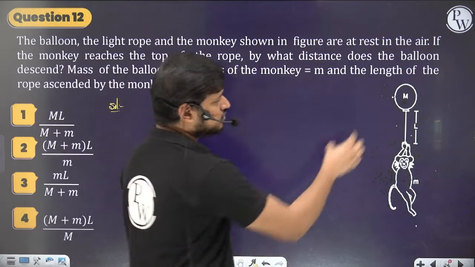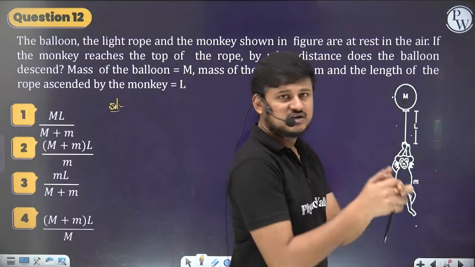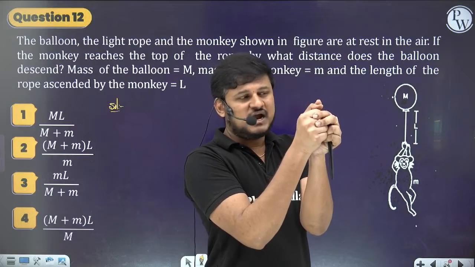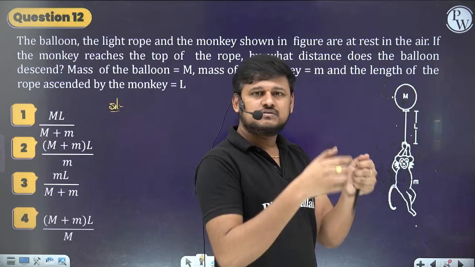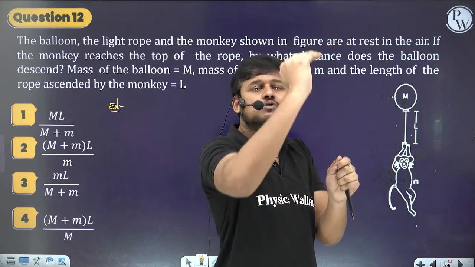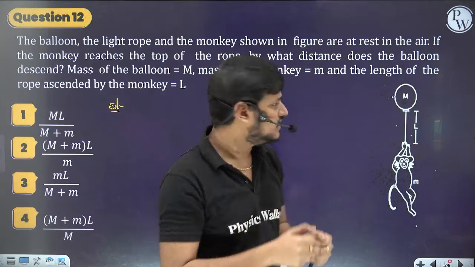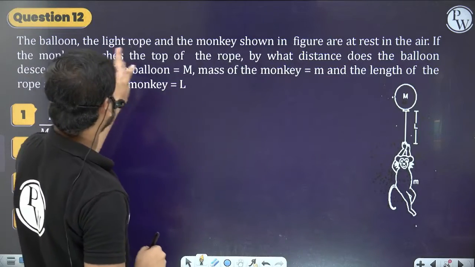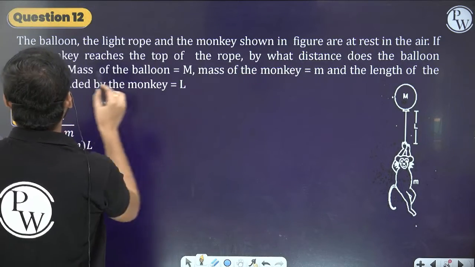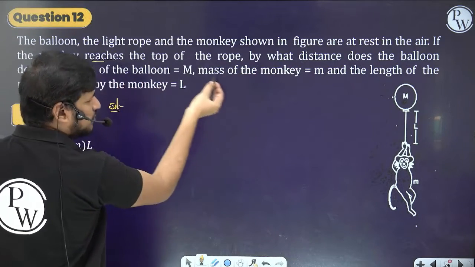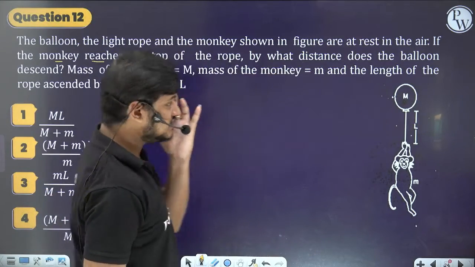So the simple question again. Here is the balloon and here is the rope attached to the balloon. Now the monkey is holding the rope and ascending that rope. Then the balloon comes down and the monkey goes up. Monkey ascends up, so what happens? The balloon comes down. Yes or no? Now see here, what they are asking? By what distance does the balloon descend when the monkey reaches the top of the rope? That distance we have to find.